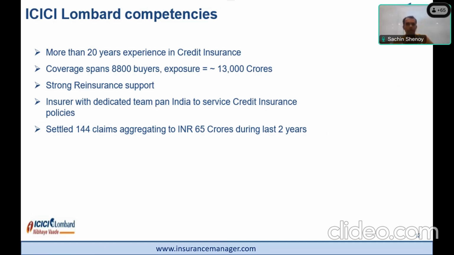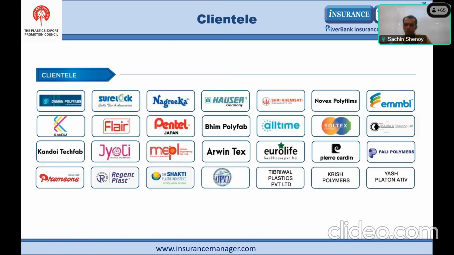to support on how you can get the best out of these policies. And in the last 2 years, we have paid around 144 claims, which is roughly about 65 crores. So that is how this product has evolved, and that is how ICICI Lombard is a front runner among private insurance service providers in relation to this product. I think this was the last slide. That's it from my side. I'll just take up the questions.